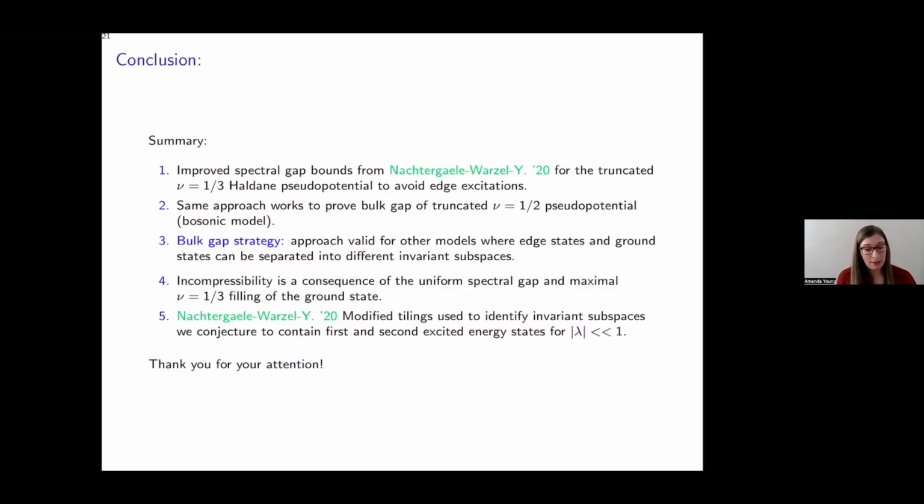And the incompressibility is a consequence of the uniform spectral gap, and we do think we have some ideas of where the lowest excited energy bulk states are, but we don't have very good results there yet, but we'd like to see that in the future.